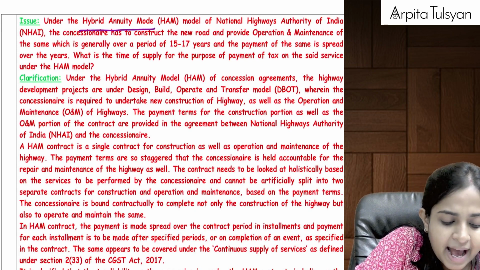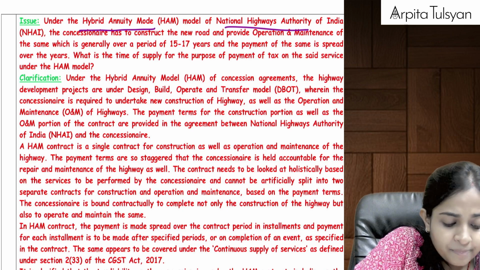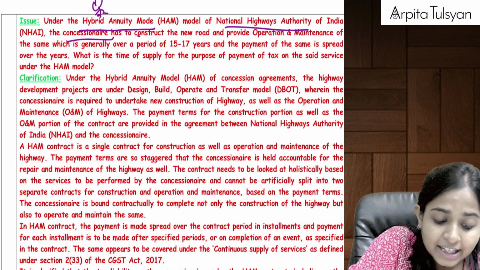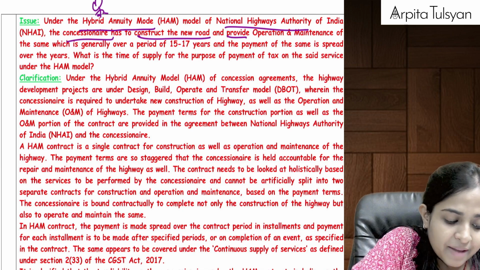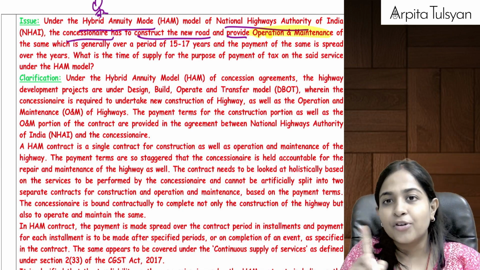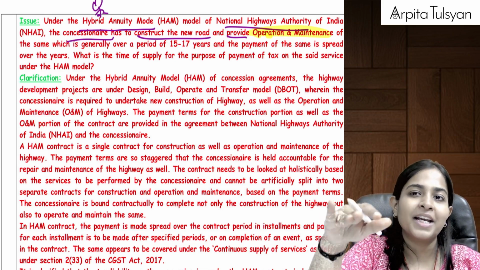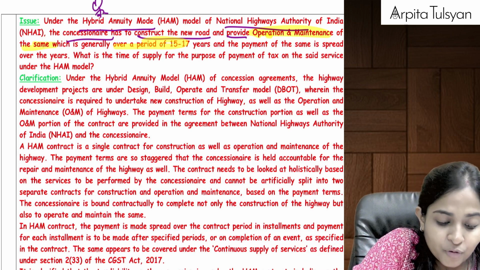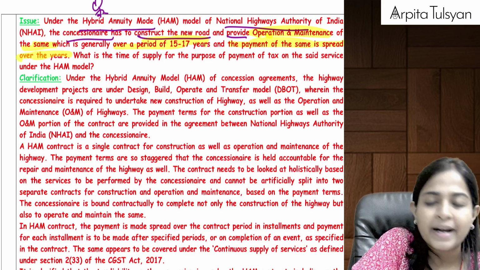Now, under the hybrid annuity model of NHAI, the concessionaire, meaning the person who got the contract, has to construct the new road and provide operation and maintenance. It means his work is not only to do the construction; after doing the construction, he has to maintain the road also, which is generally over a period of 15 to 17 years, and payment of the same is spread over the years.